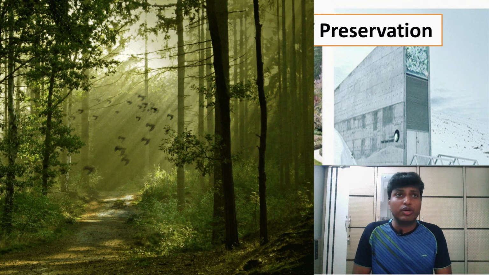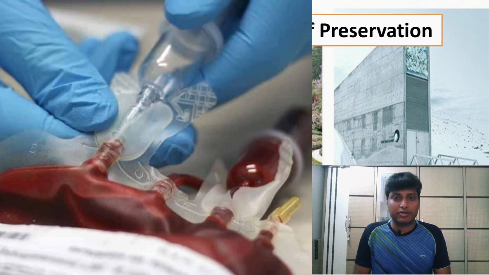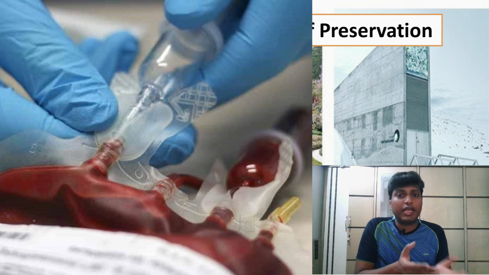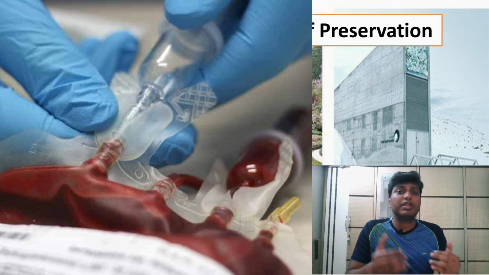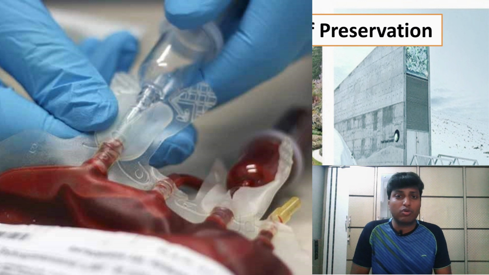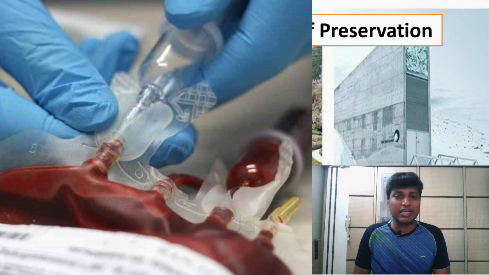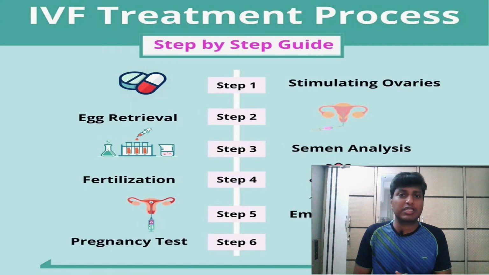Whereas, let's say for example, a blood bank. Now a blood bank is a place where blood can be stored. But it is an artificial way of preservation because it has been made by man. So whatever is made by man or artificially constructed can be considered under the ex-situ method of preservation. Right, dear students? Now the first option was IVF.